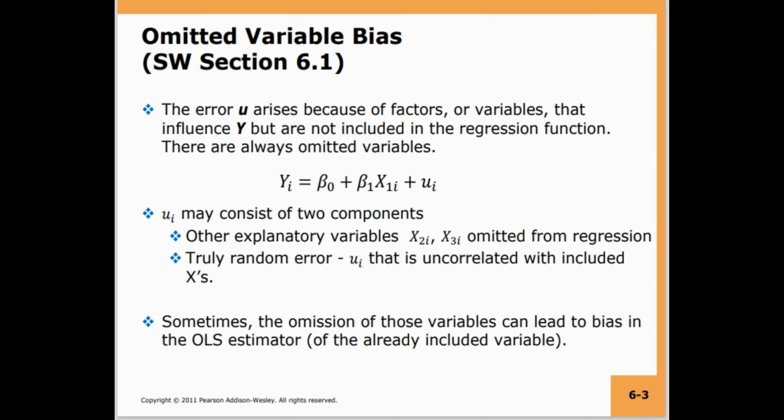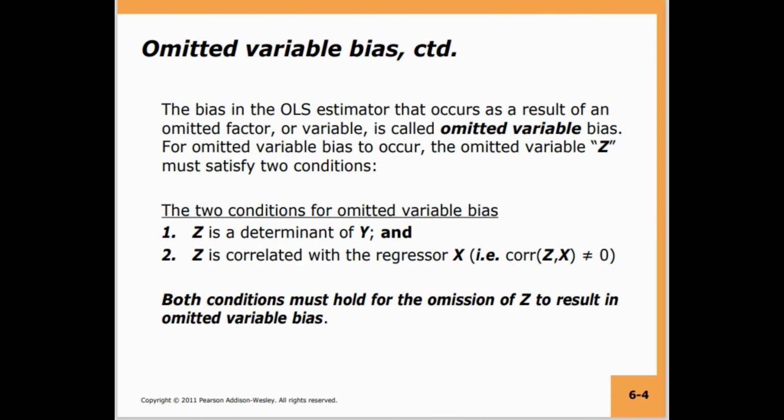So how can you know if there is a biased estimator? The bias in the OLS estimator that occurs as a result of an omitted factor or variable is called the omitted variable bias. So this is the definition of omitted variable bias. The bias occurs in the estimated coefficient beta 1. This is important to remember. The bias is in the estimated coefficient. Okay, you want to get at the true beta 1. Your aim is to arrive at the true beta 1.